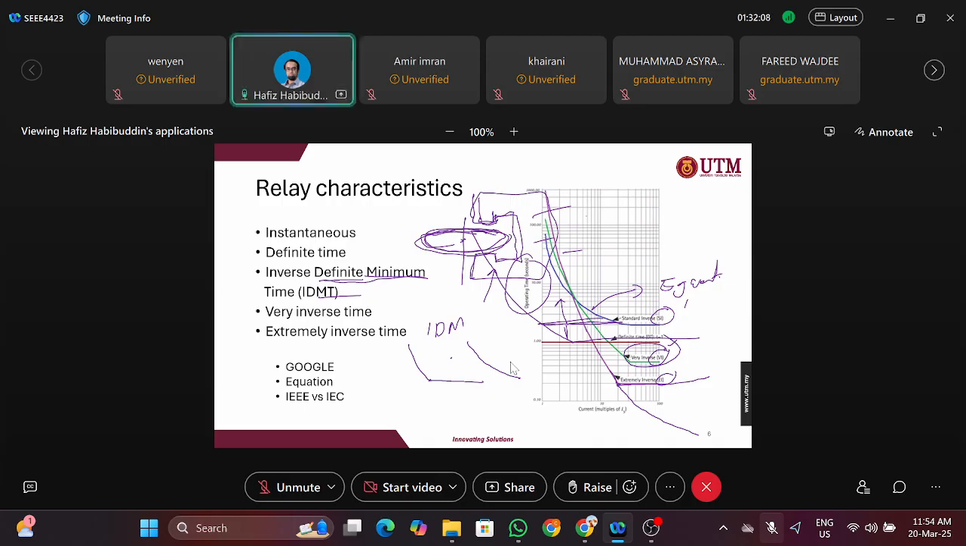But these days, it is software based. In one microprocessor, you can simply select whether it's going to operate in standard inverse mode, or very inverse mode, and so on. So everything is built in. Okay, you just change the setting. Previously, if you're using electromechanical based relay, if you want to change the characteristic, you need to remove the relay and change with a different relay with certain characteristics that are required.